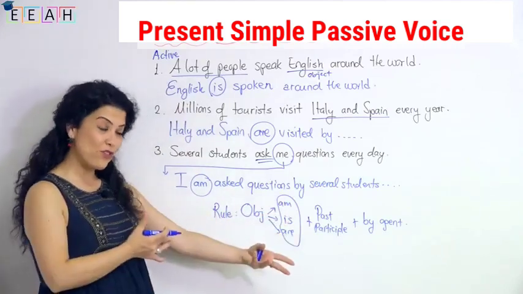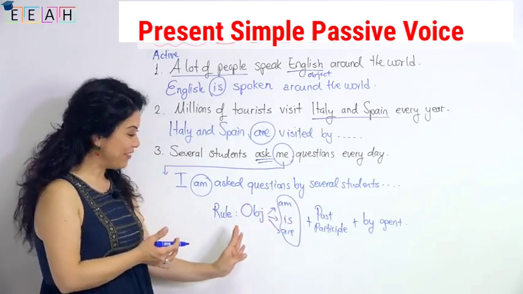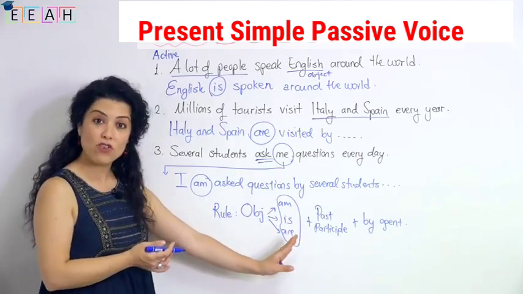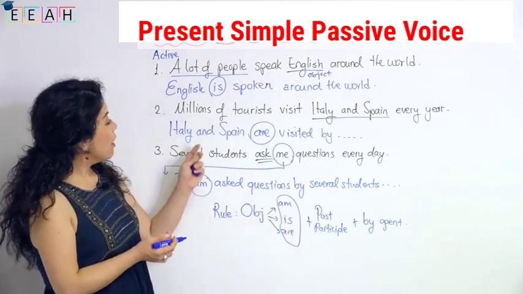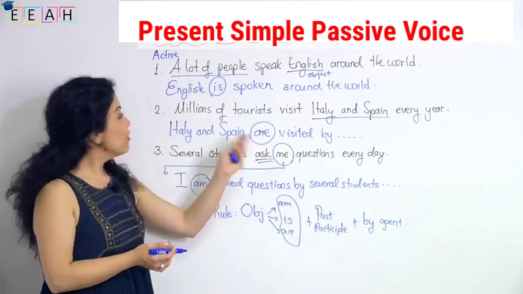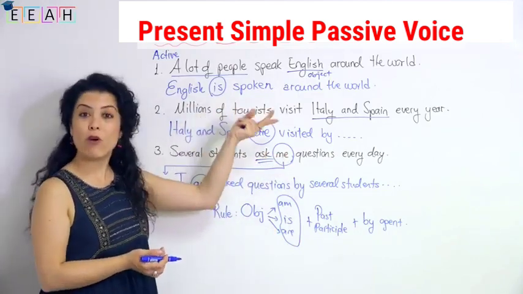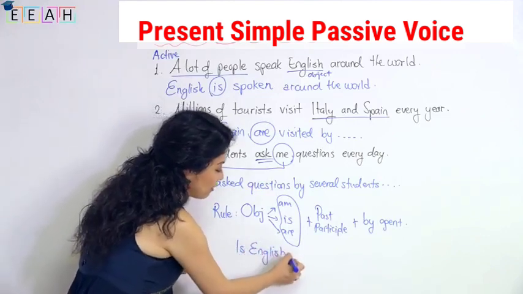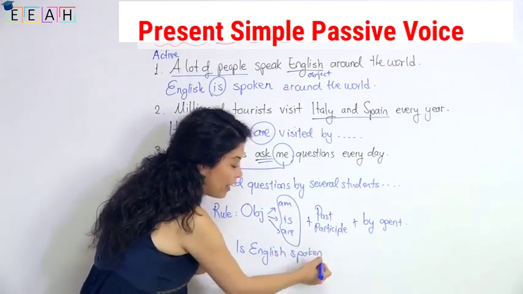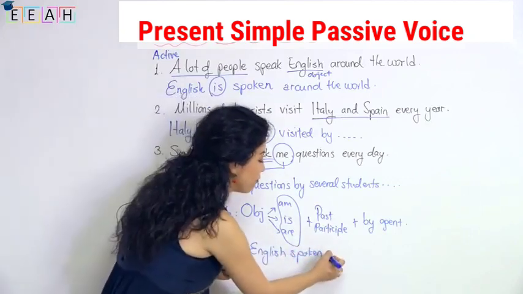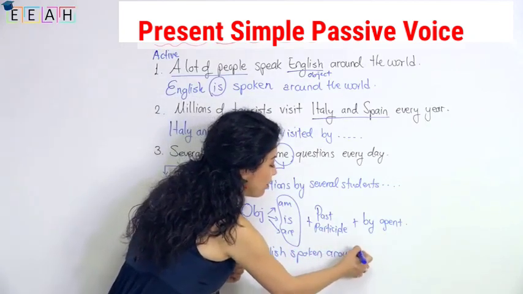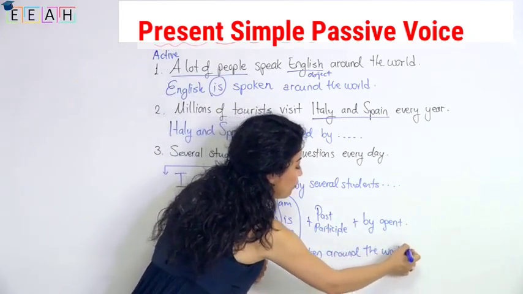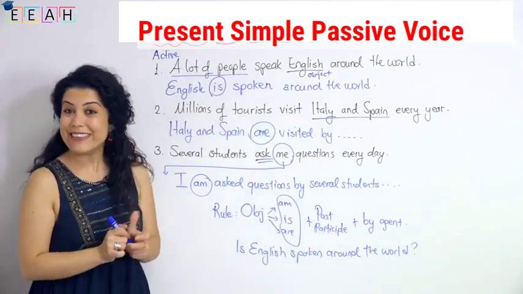If I want to ask a question, then I start with the auxiliary, okay? Am I asked questions? Yes. Or are they visited? Yes. Or I can say, is it spoken around the world? Yes. Is English spoken widely around the world? Yes, I can say yes it is or no it isn't.